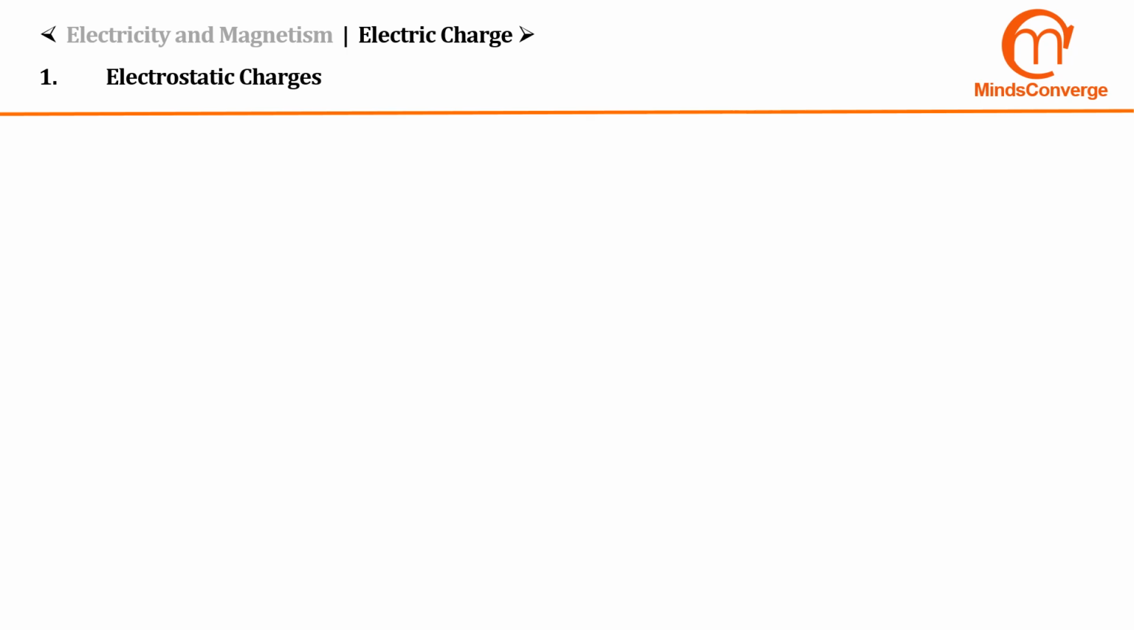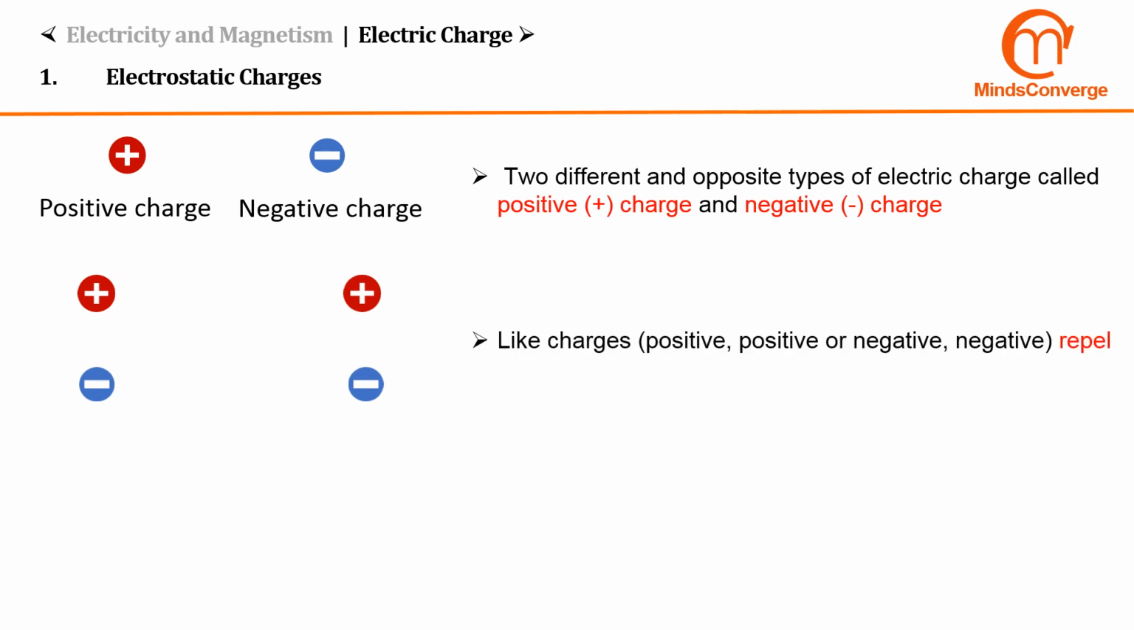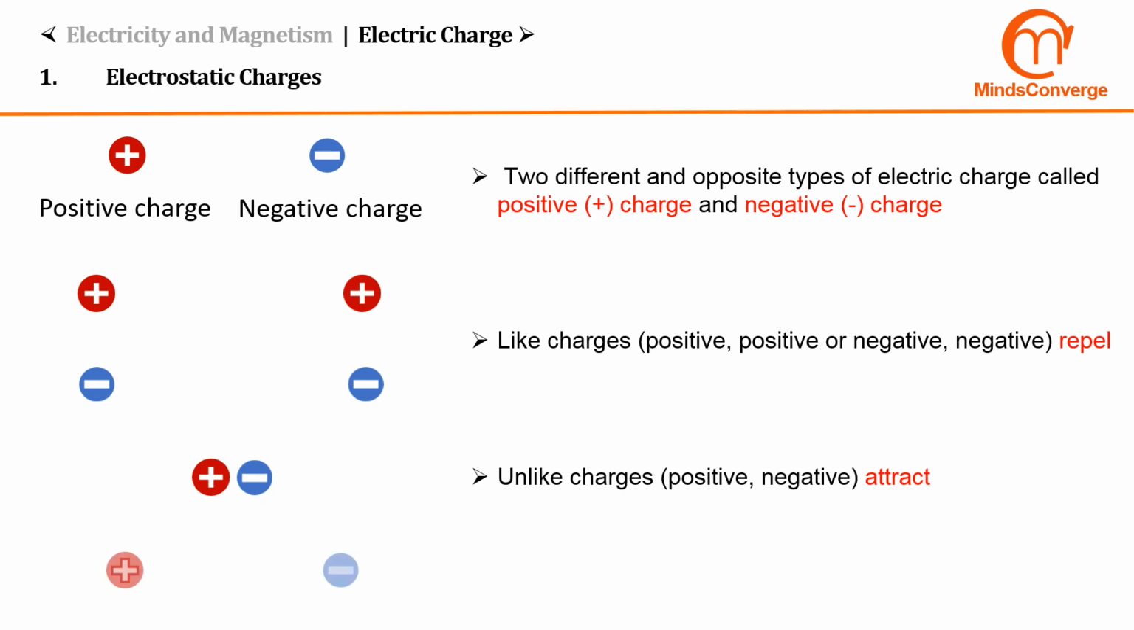In conclusion, there are two different and opposite types of electric charge. These are called positive charge and negative charge. Like charges repel each other. For example, two positive or two negative charges will repel each other. Unlike charges attract, a positive charge and a negative charge will attract each other. The closer the charges, the greater the force between them.